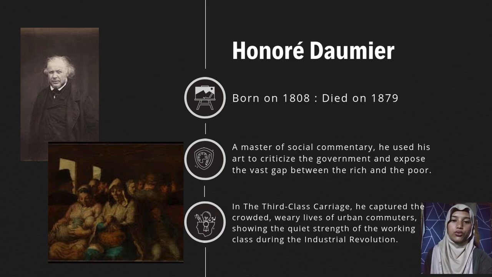This painting shows people inside a crowded train. Makikita mo na pagod sila, tahimik at siksikan. This reflects the everyday life of the working class. Unlike the rich who travel comfortably, these people experience hardship daily. Daumier shows a reality without exaggeration. He focuses on emotion and truth, not beauty.